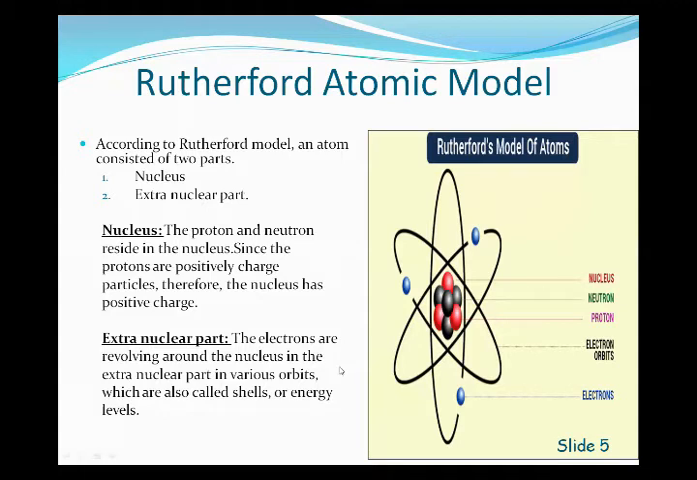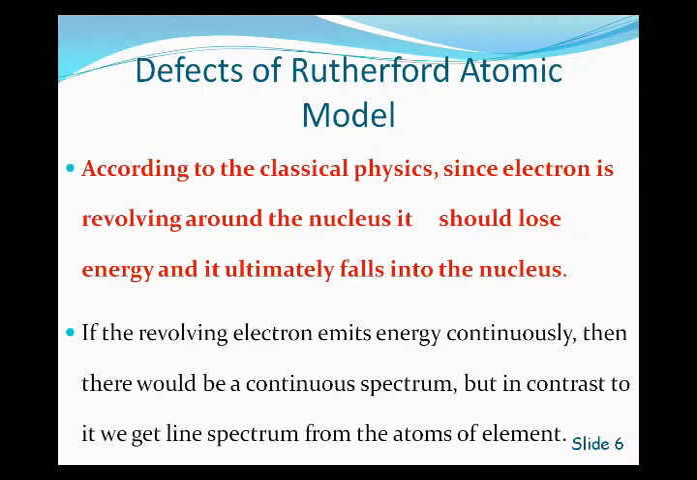From this experiment, besides the structure, there are defects of the Rutherford atomic model. According to classical physics, since the electrons revolve around the nucleus, they should lose energy and ultimately fall into the nucleus. First, what is classical physics? Classical physics is a branch of physics, which gives clarity on topics compared with modern physics. So according to classical physics, electrons revolve around the nucleus.